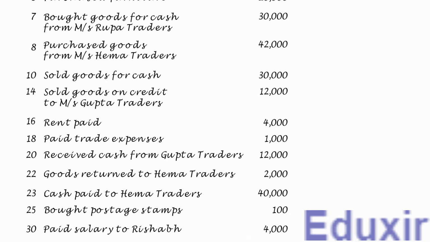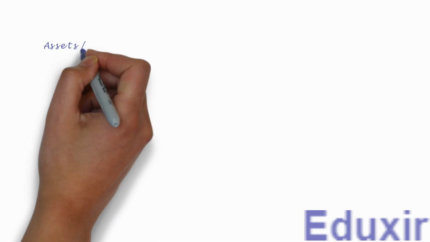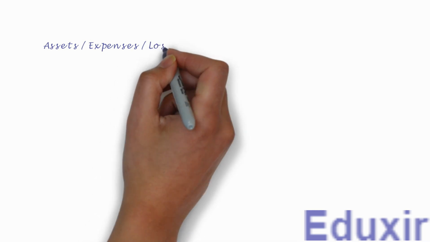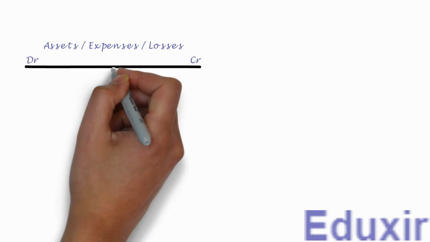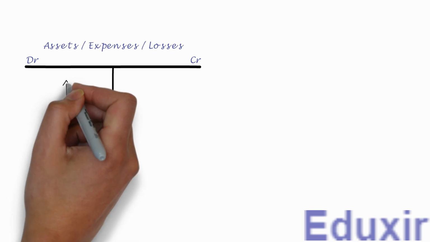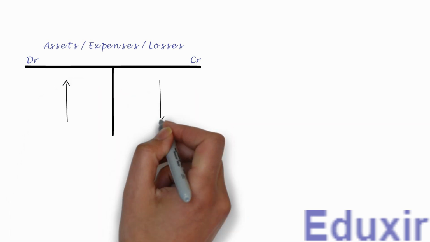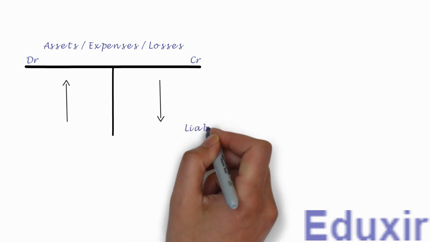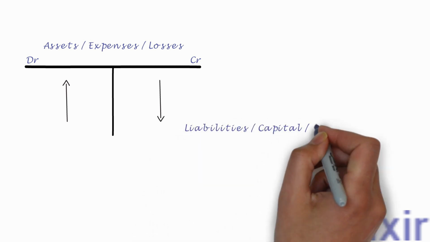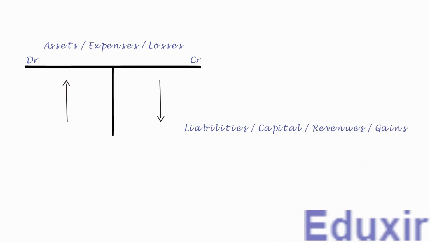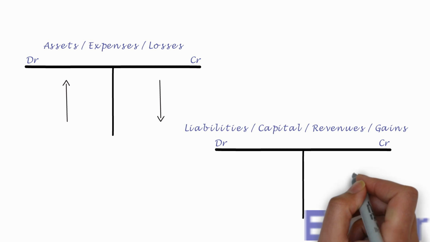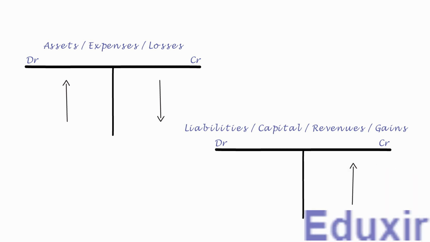Before we proceed with the analysis of these transactions, let us first recap the rules used for analyzing these transactions. In case of assets or expenses or losses, any increase in any of these should be debited and any decrease should be credited. Whereas in case of liabilities or capital or revenues or gains, any increase in any of these should be credited and any decrease should be debited. With these rules at our disposal, let us proceed with the analysis of these transactions.